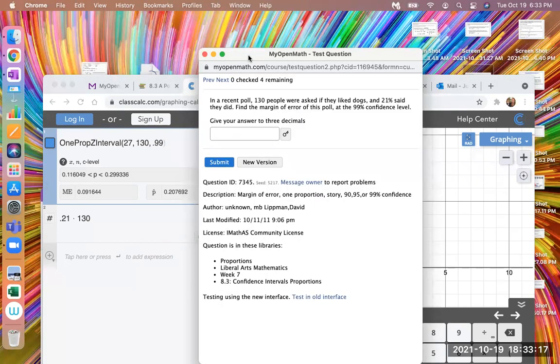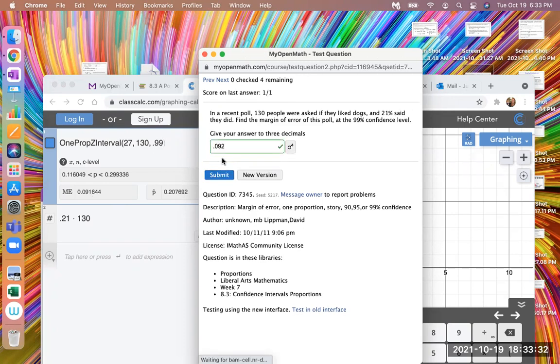Oh, so they want the margin of error. And they want it to 3 decimal places. So it's 0.092. So let's see if they'll accept that answer. And I think it's close enough for government in this case, which it is.